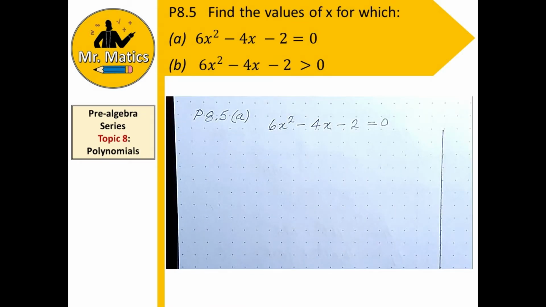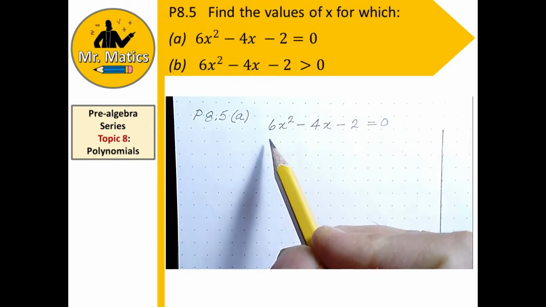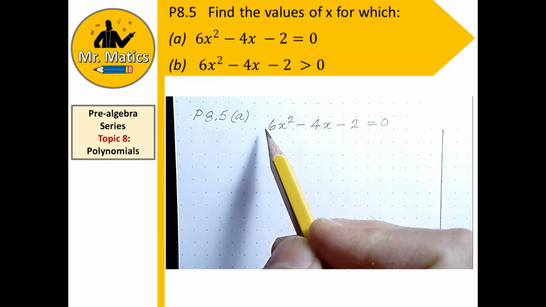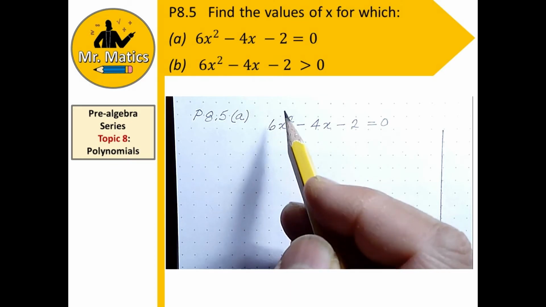Now you have to factorize the polynomial on the left side of the equation, but this is a little bit different. Previously we have done polynomial factorization where there was nothing in front of x squared. So we're just focusing on the term without any x. Now we have to focus on 6 and also minus 2.